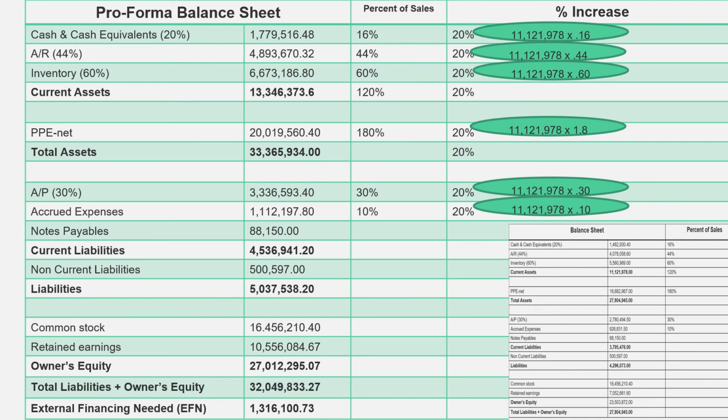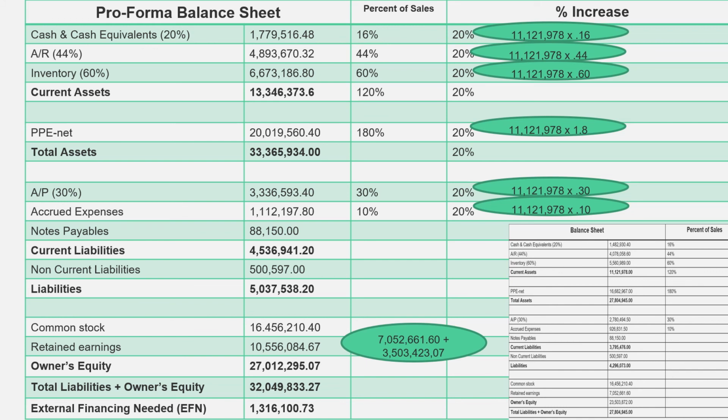But how about owner's equity? There will be changes in owner's equity because of the retained earnings. Earlier, our retained earnings in the balance sheet was around 7,052,661.60, and then we have to add the retained earnings from our pro forma income statement. So we'll have the new retained earnings of 10,556,084.67 in the pro forma balance sheet.